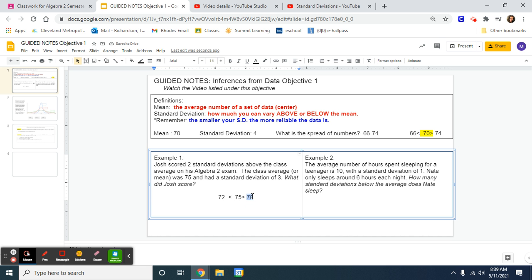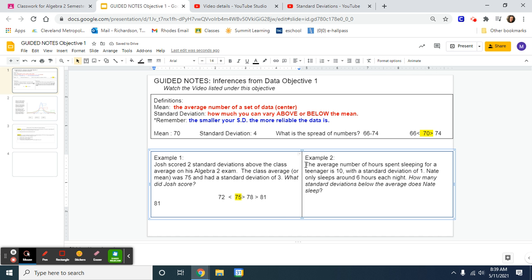This would be 1 standard deviation above and 1 standard deviation below. But remember, our problem says that Josh scored 2 standard deviations above. So we don't want to just go 1 deviation above. We want to go 1 more. So what is 3 more than 78? 81. So Josh scored an 81, because here was our center, and I can highlight that to keep our focus on that. 1 deviation above is 78, 2 deviations above is 81, so Josh scored an 81.